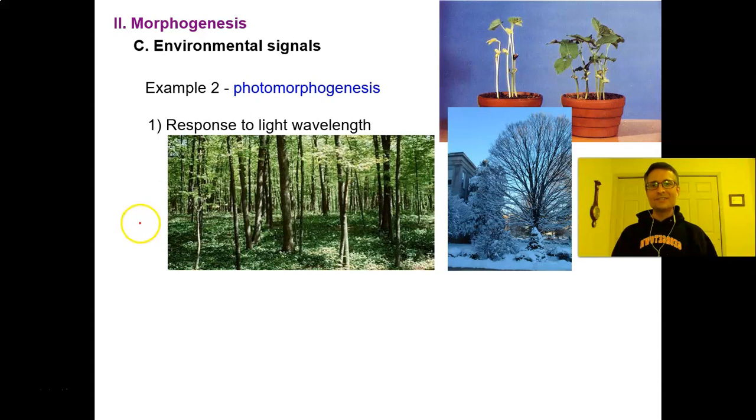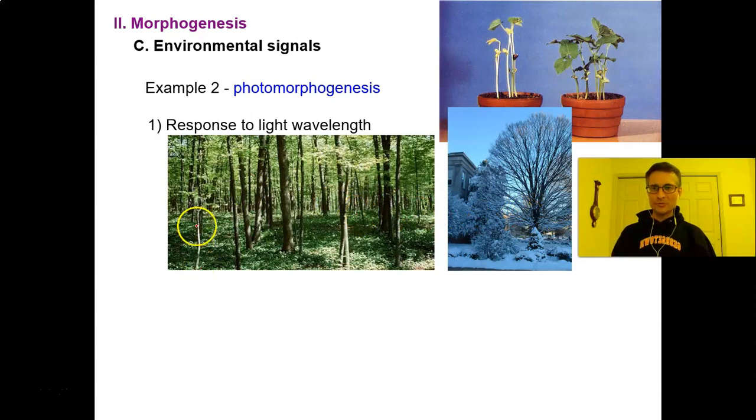A set of examples pertaining to environmental signals fall into the category of photomorphogenesis. So this is morphogenesis, right? The formation and development of organs that come in response to light, but not the length of light that we have in a day, but the responses to either light wavelengths or to light quantities. So let's start with light wavelength. Once again, let's come back to our trees over here.